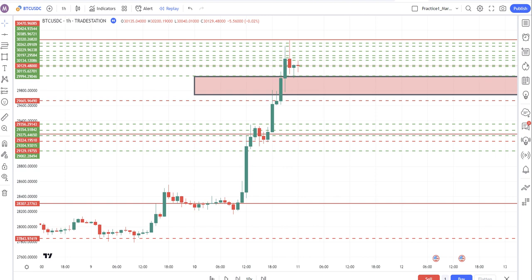Hello. Today I want to show you one of the trades I placed on Bitcoin's USDC. That's the pair, and I traded this using TradeStation, as you can see here. Before I placed the order, I did not know where the market would go.